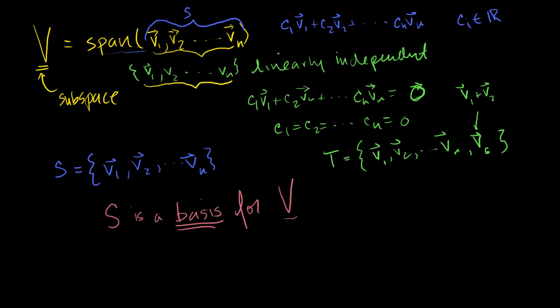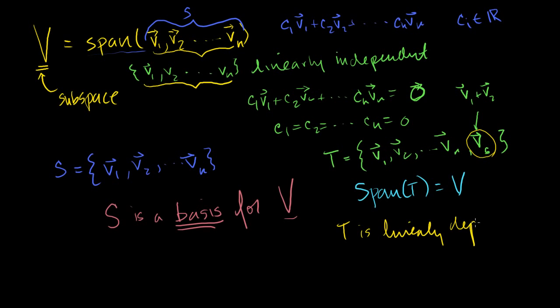But if I asked you what the span of T is, the span of T is still going to be this subspace. It's still going to be this subspace V. But I have this extra vector in here that made it not linearly independent. This set is not linearly independent. So T is linearly dependent. So in this case, T is not a basis for V.